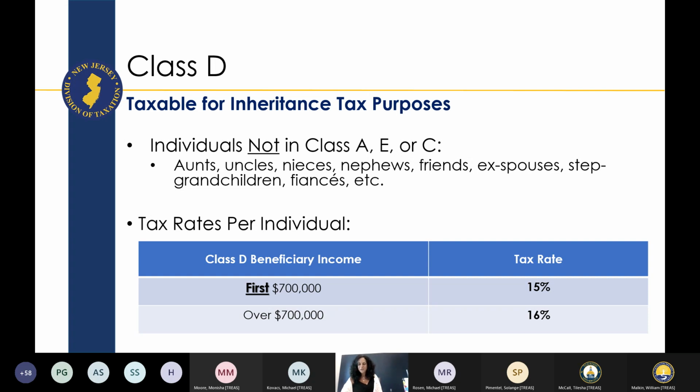But now that you're here, you know that it's per individual. So if it's all getting split up between a lot of people and you have only $1 million, clearly no one is getting at least $700,000. So the entire estate should be taxed at 15%.